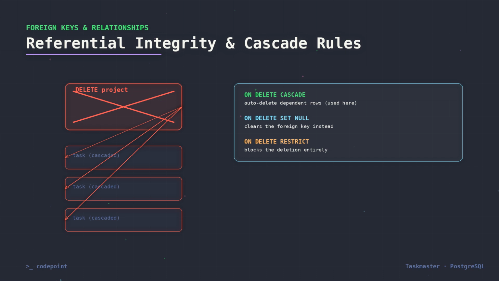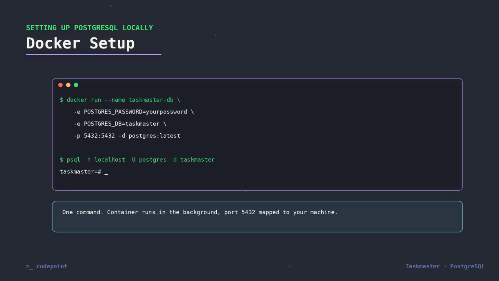Without it, you'd have orphan tasks. Tasks with no project. That's messy. Your code would break. Users would see weird data. There are other options. On-delete set null would set the project ID to null instead of deleting the task. On-delete restrict would prevent the deletion. You can't delete this project because tasks still reference it. For Taskmaster, on-delete cascade makes sense. If a project dies, its tasks die too.